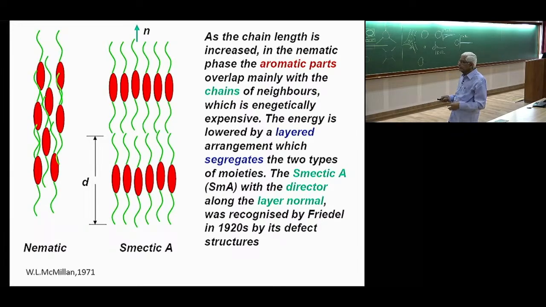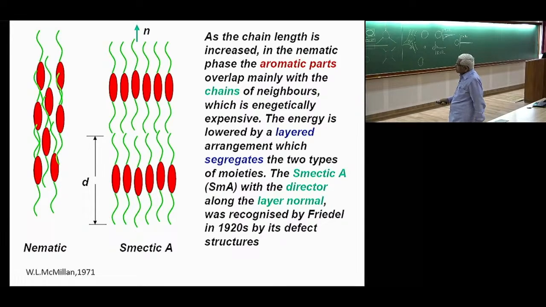If the chain is very long, this is not a good idea, especially as you decrease the temperature, the entropy contribution reduces. Then it is this biphilicity which favors the formation of layers, but liquid layers. So this has got one-dimensional periodicity. That is the director. And these are called smectic liquid crystals. Smectic A is one in which the director is parallel to the layer normal.